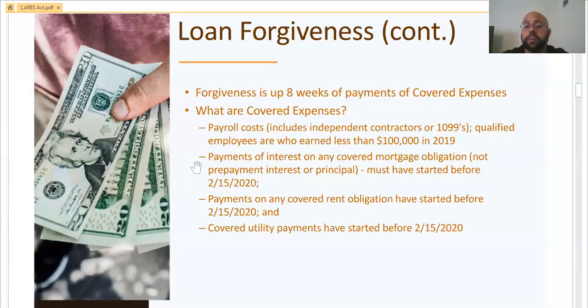What's a misuse of these funds? Using the funds for anything other than payroll, as we've revised, interest on business mortgages, rent obligations, and utility payments. If you use it for anything other than those things, that is a misuse of funds. Now, of course, if you use something accidentally, then we get into different analysis.